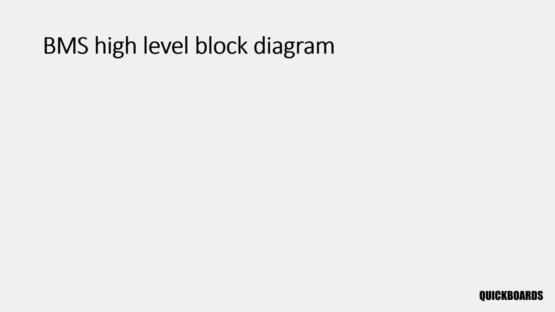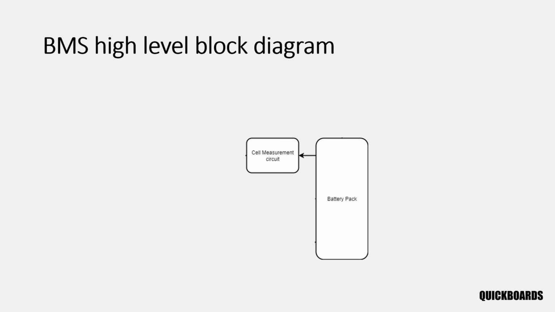A high-level block diagram will guide us through the design of the battery management system. We'll start with the battery pack as the core of our system. Next, we'll include a cell measurement circuit to monitor individual cell voltages, a balancing circuit to equalize cell charge levels, and a temperature measurement circuit to track cell temperatures.